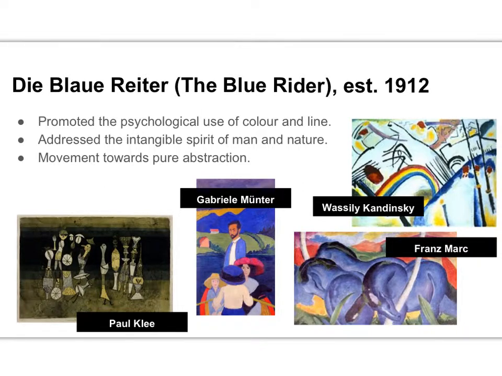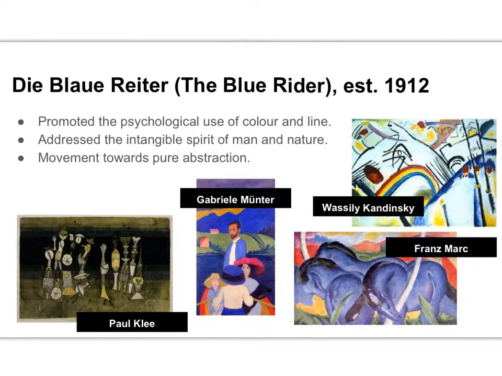Now, further to this, they started to explore the connection between man and nature. And this was highly evident in the work of Franz Marc, who often incorporated animals into his work. Now, what's interesting about this particular group is that we see a movement towards pure abstraction, which would be an art movement that sort of comes after German Expressionism, where we're moving away from any recognisable subject matter. And so it's this pure psychological emotional response.